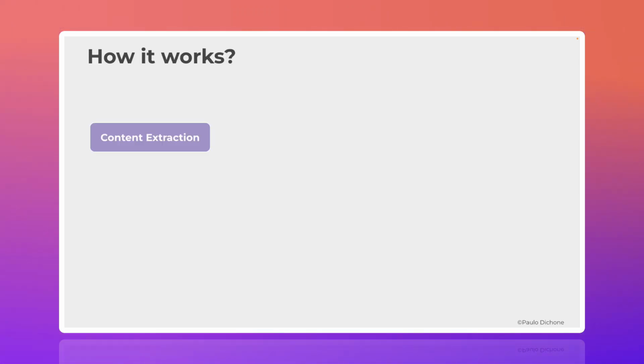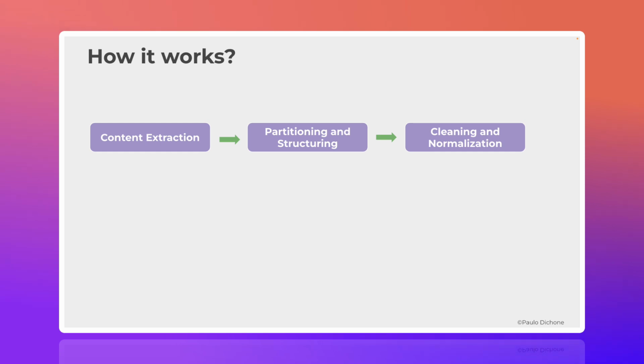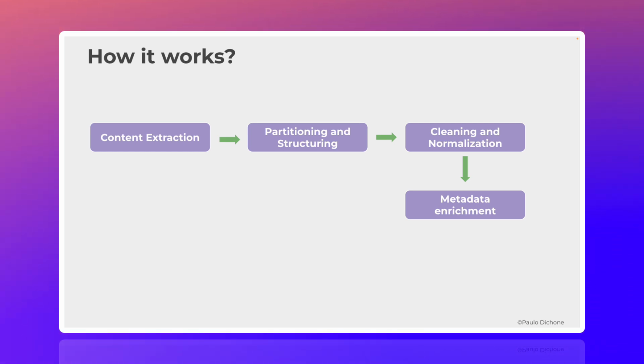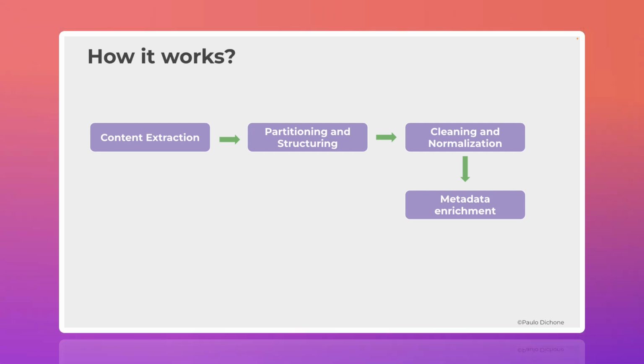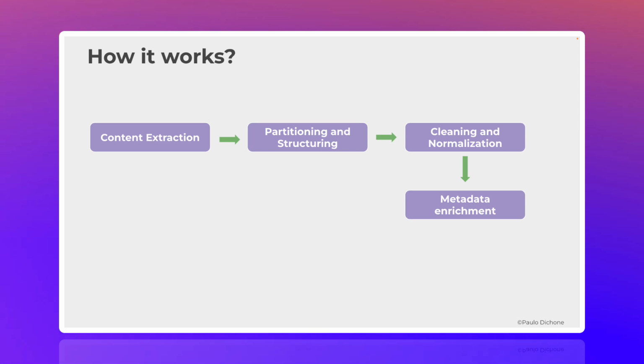Well, it's very simple. It goes through the content extraction and then goes through the partitioning and structuring, as we talked about here, right? And then it goes through the cleaning and normalization of that data content, and then metadata enrichment, adding more metadata, more information to this normalized data, in this case in the form of JSON. So additional information that is attached to the data, which improves its utility for large language models.